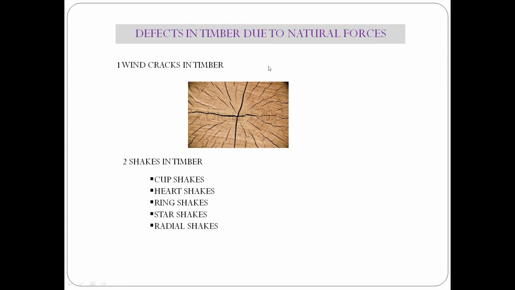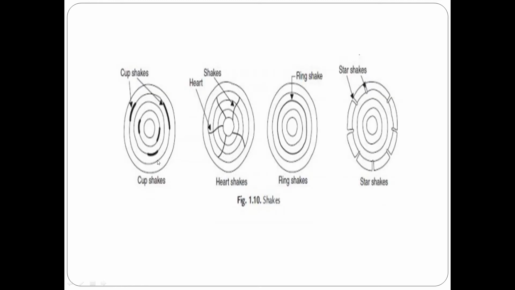What are wind cracks in timber? If the wood is exposed continuously to high-speed winds, the outer surface shrinks and forms cracks externally, which are called wind cracks. Now, the second one is shakes in timber. There are many types of shakes: cup shakes, heart shakes, ring shakes, star shakes, and radial shakes.